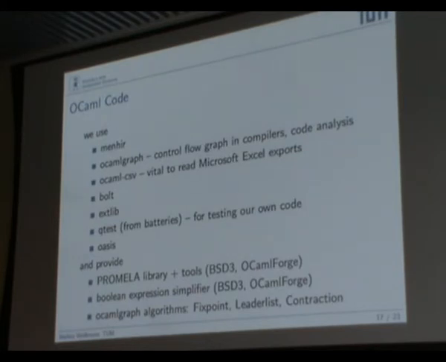Another very important library, if you work with engineers, is the comma separated value library to read data that you get from the engineers, which is most of the time in Excel. And we're using XLib. This is more for historical reasons. We started with the standard library, and then someday we needed a little bit more, and then XLib came along. I started using Qtest from Batteries. This is very neat, and it's on my wish list that this will become a separate tool. And we started using Oasis to release our code.